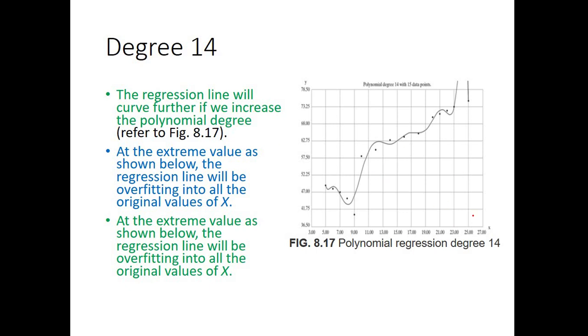So in this diagram, we have a polynomial regression with degree 14. Generally, when you choose the highest degree, there is a possibility of overfitting at the extreme values of the data. So here in this example also, some of the values will be overfitted because of the larger degree polynomial. Therefore, choosing the appropriate degree for fitting the given data is most important in polynomial regression.